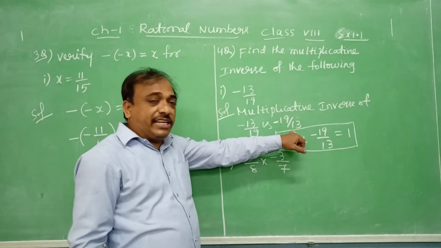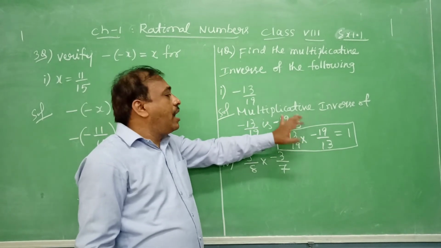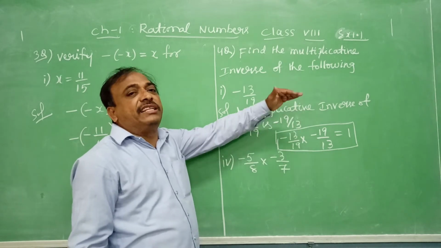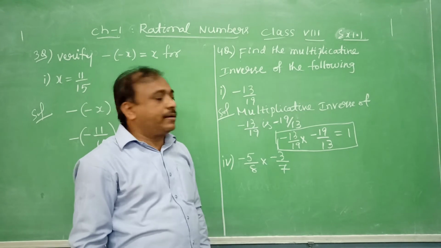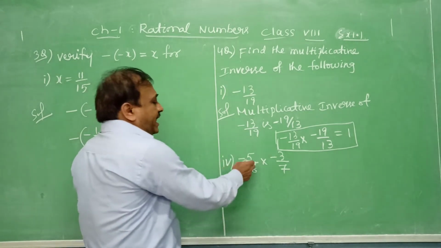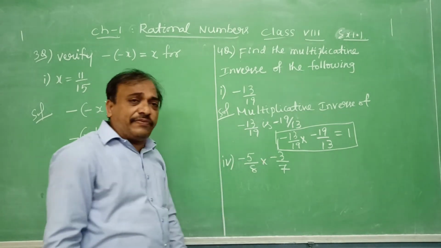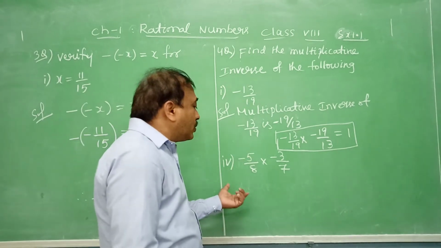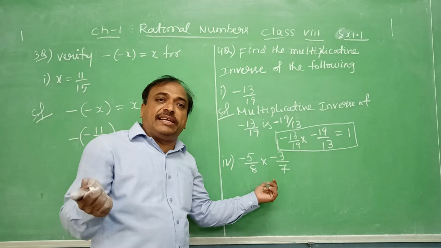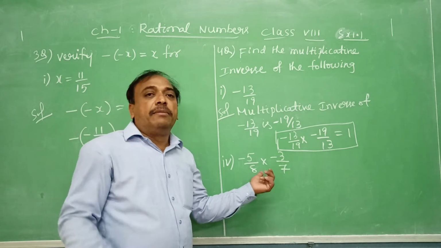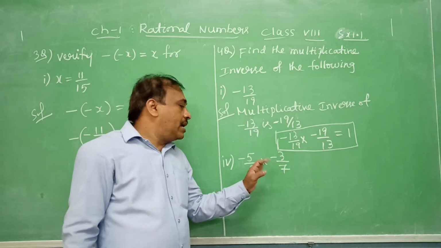You can write minus 13 for the denominator also, or you just replace the minus in the same place, interchanging only the numerator and denominator. Next, the multiplicative inverse of these two. So what is the first step we have to do? We have to find the product of these two. For the result, you have to verify the multiplicative inverse.